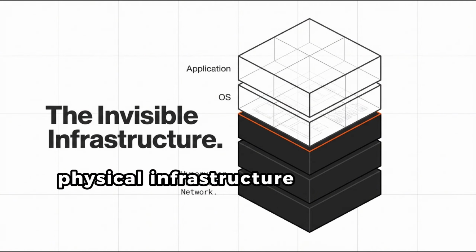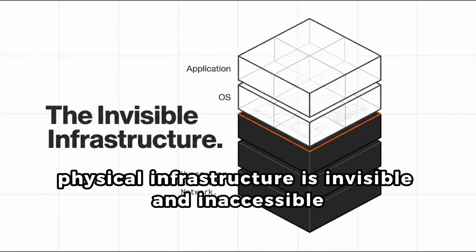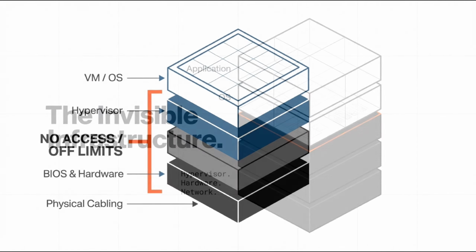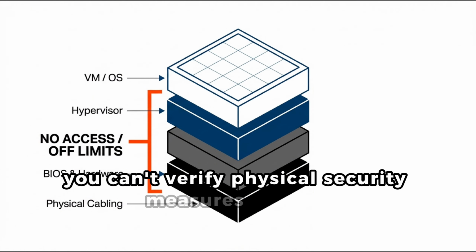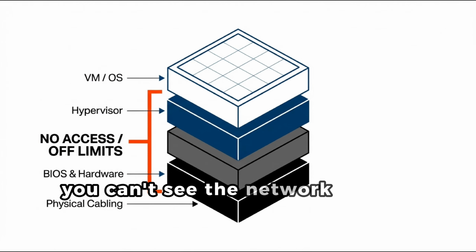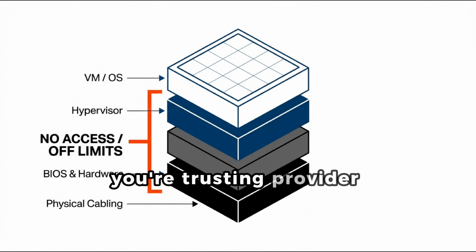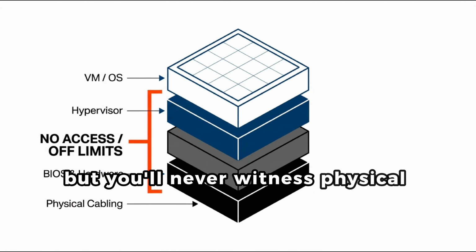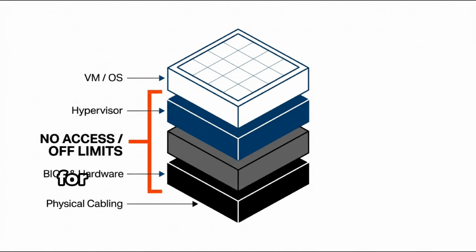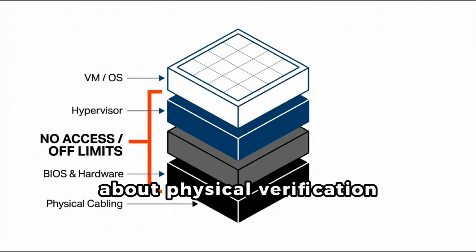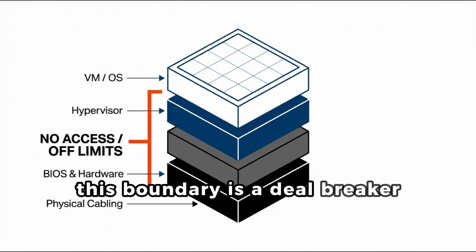Physical infrastructure is invisible and inaccessible. You'll never walk into the data center where your instances run. You can't verify physical security measures directly. You can't inspect the hardware. You can't see the network cabling. You're trusting provider documentation and compliance reports, but you'll never witness physical reality firsthand. For organizations with strict audit requirements about physical verification, this boundary is a deal breaker.